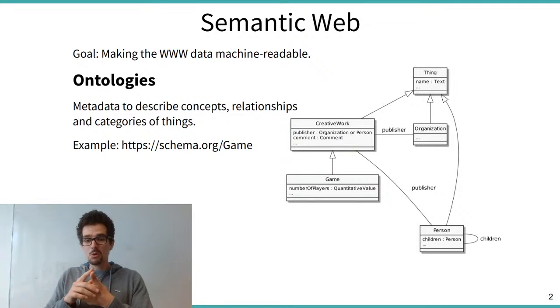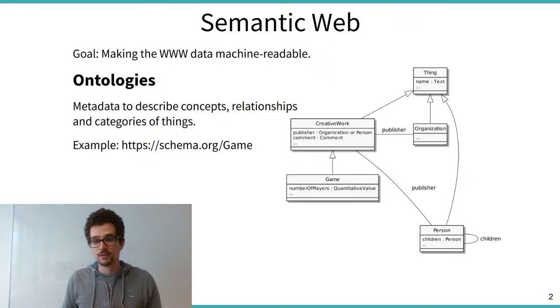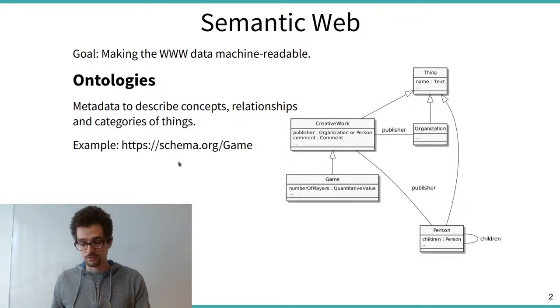Which node types are there? Game, person, organization, thing. Which properties are there for each node type? The game has number of players, and so on. So this is an ontology that defines this.